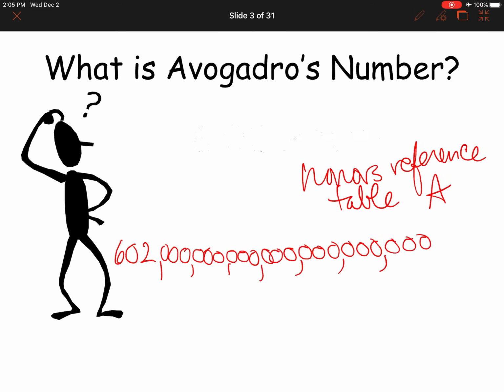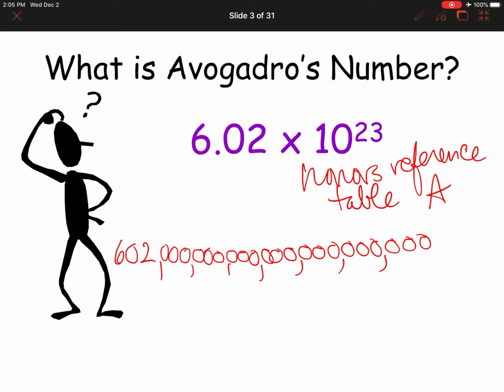So Avogadro's number is 6.02 times 10 to the 23rd. And this is the count part. You know how we said 1 dozen equals 12? Well, 1 mole equals this number. It's on Honors Reference Table A under Avogadro number. If you are not in the honors class and you don't have that, don't worry about it.